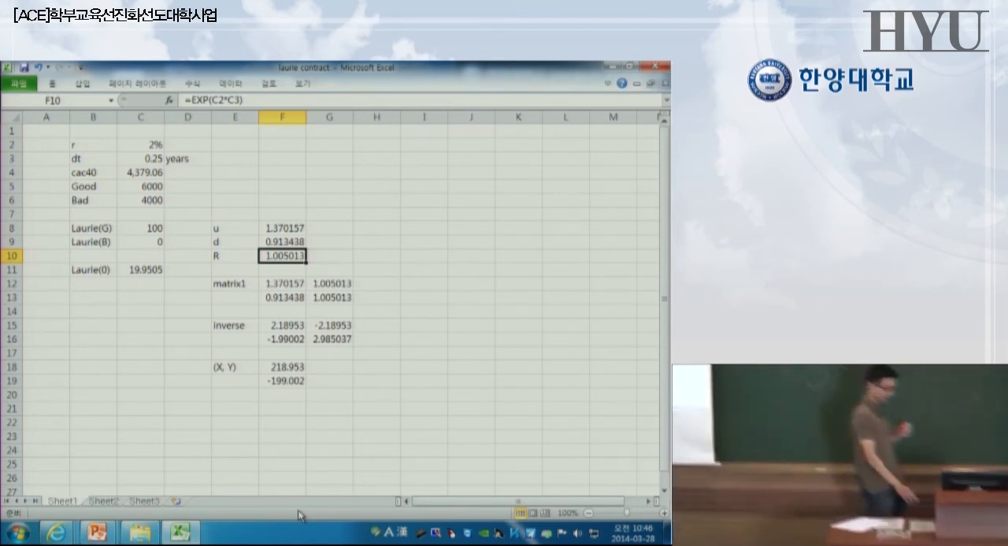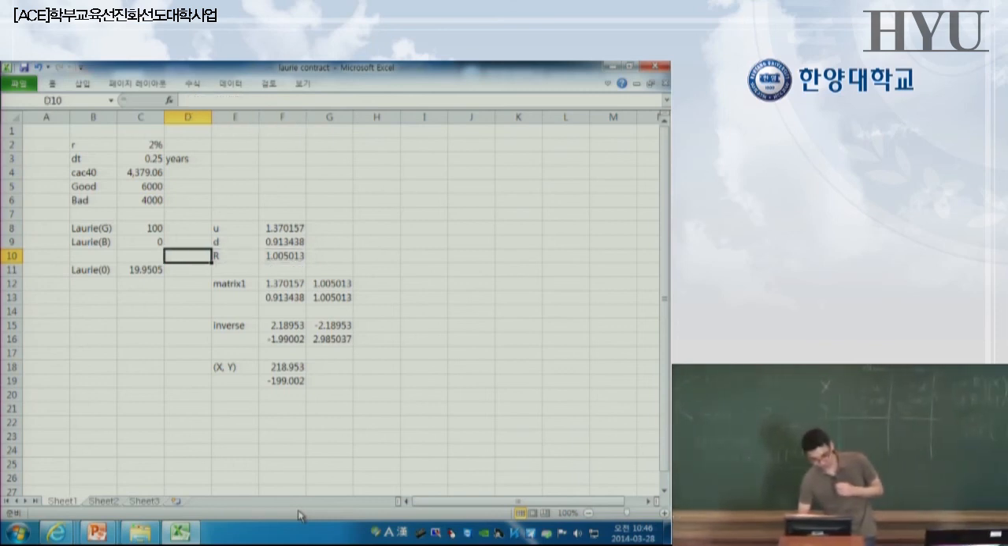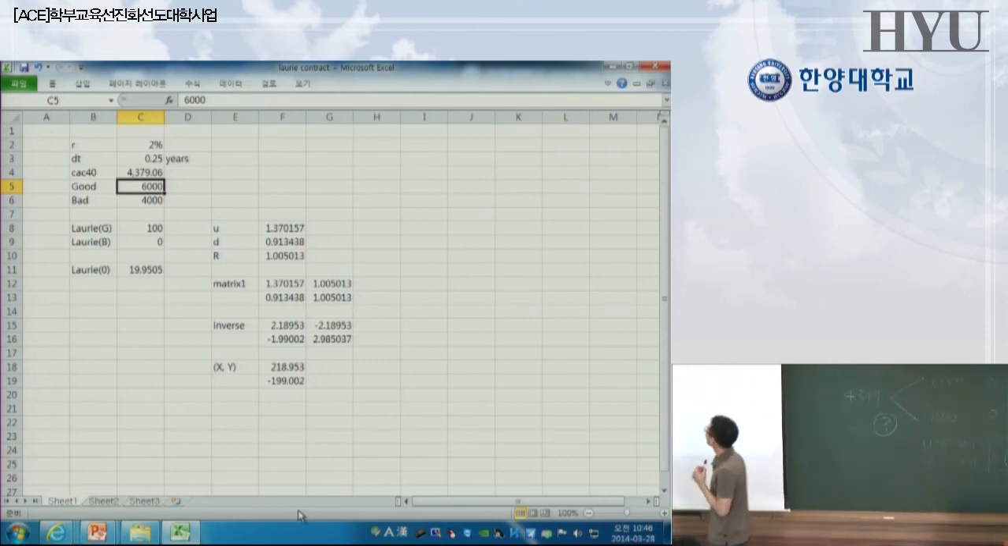Question number 1. If I increase this number, okay? So if stock price, if aliens visit, in the good scenario we assume the stock price becomes 6,000. If I make that one like 7,000, what's going to happen to the value of the contract? Increase? Increase what? Yeah. So if I increase that, this will increase.